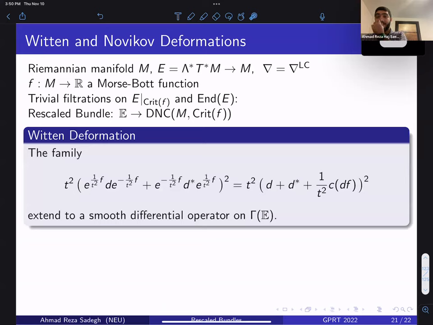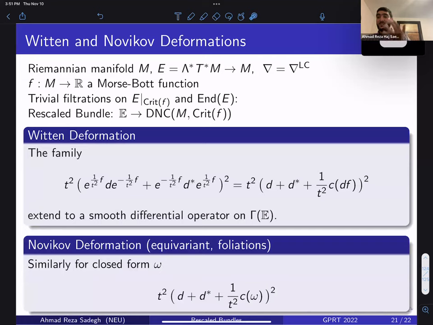And one can show that this Witten deformation, for example, T squared of this inside of the parenthesis, on the left-hand side, you see the Witten deformation of the de Rham operator is going to smoothly extend to this, basically T equals zero, as an operator acting on sections of the rescaled bundle over that deformation space. And what we expect is a version of the harmonic oscillator, basically, that you obtain on the zero fiber.